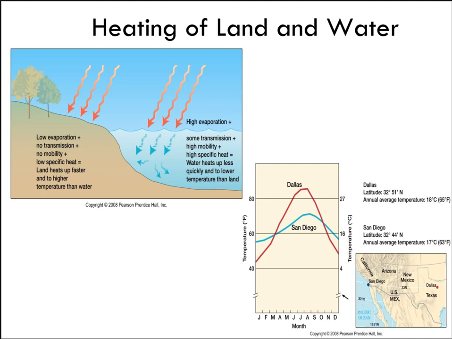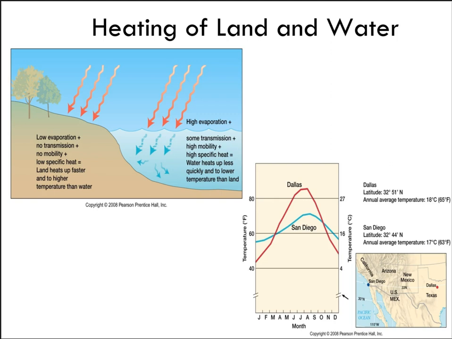Well, there are 3 or 4 key reasons: specific heat, transmission, mobility, and evaporative cooling. Please take a closer look at these 4 reasons in your text. I'll not cover them here, but they are important for you to know. The interesting question here is, how do these 4 things affect annual temperature change for 2 different places at the same latitude?